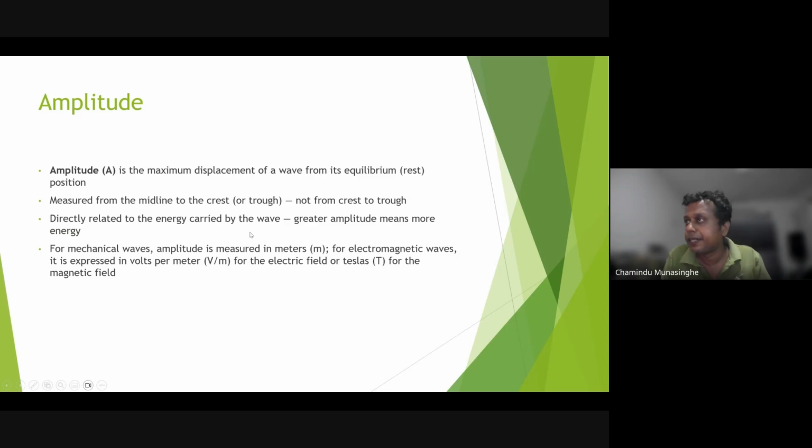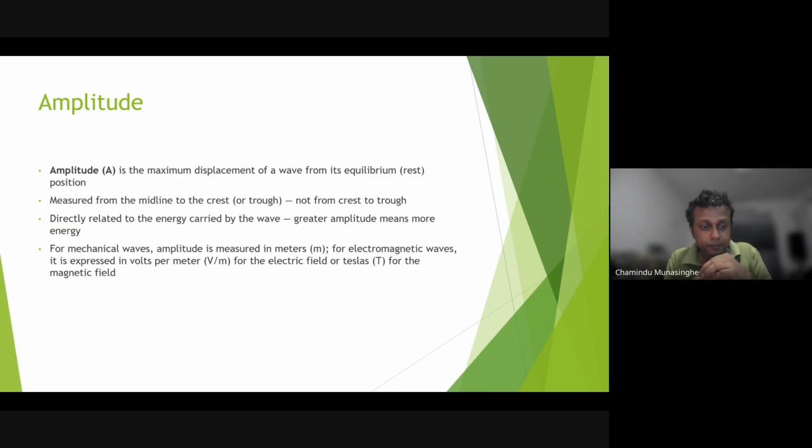So what is amplitude? There's a bit of a lengthy description here. Midline to crest, the displacement. So basically, for mechanical waves, we can measure this using, again, meters. Like, for example, if you are measuring an ocean wave, typically amplitude can be measured in meters.